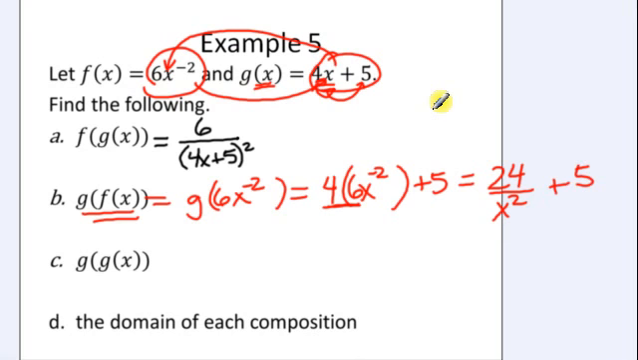Then let's look at C here, g of x. So we'll start out with, again, the inner function, g of x, which is 4x plus 5.